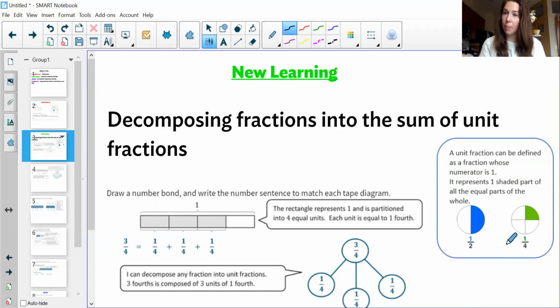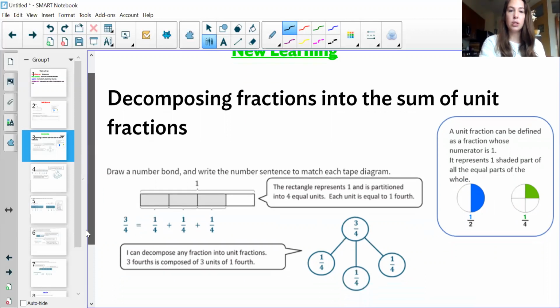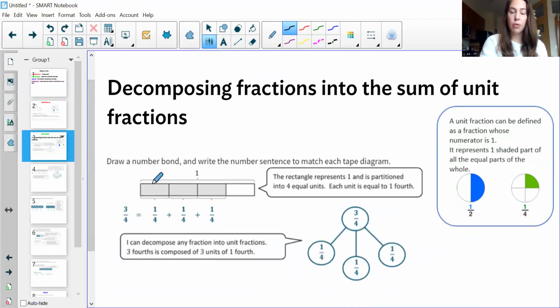Now we learned a couple different ways to decompose a fraction into the sum of unit fractions. The first way is a number bond. So down here, if we took 3/4 and decomposed it into unit fractions, it'd be 1/4, 1/4, and 1/4, because if we combined all of these, we would get 3/4.